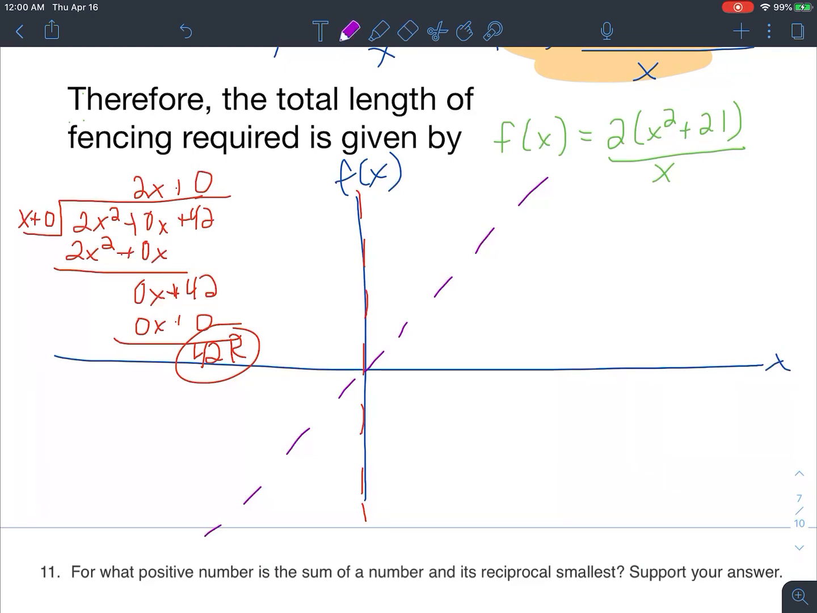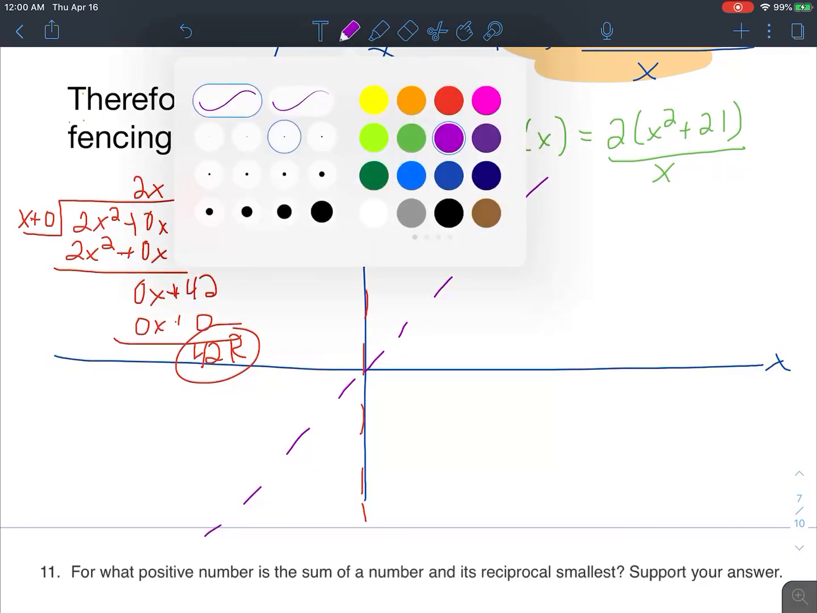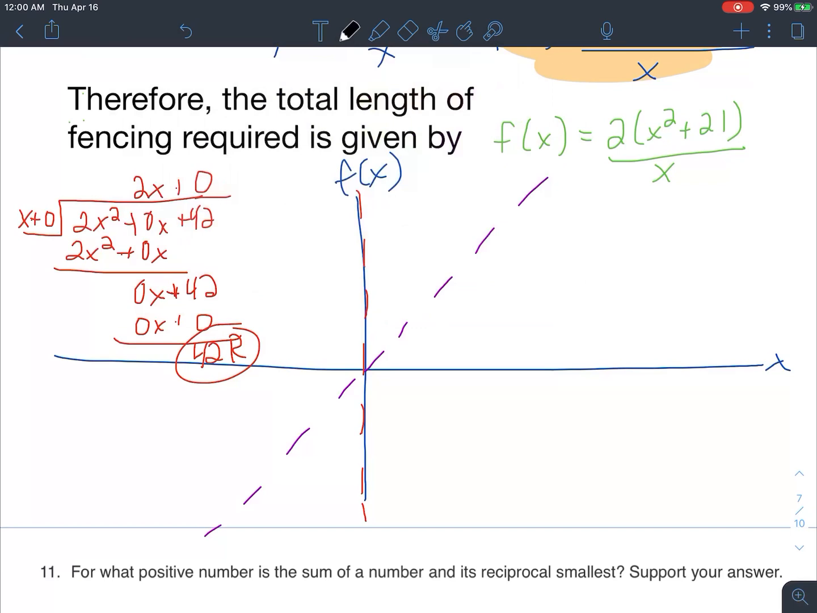What's going to happen? Well, let's plug in a number. Okay, so we got an asymptote here. Let's make it black. We know the graph has got to follow that asymptote, and it's got to follow this asymptote, and it's got to do the same thing below.